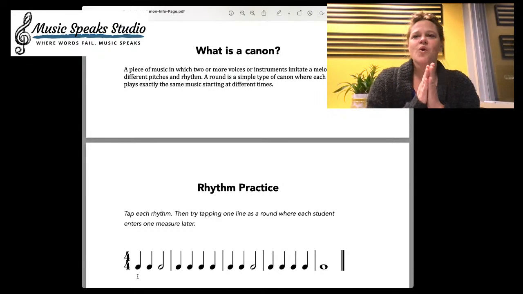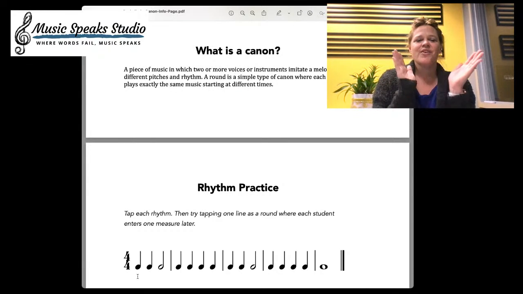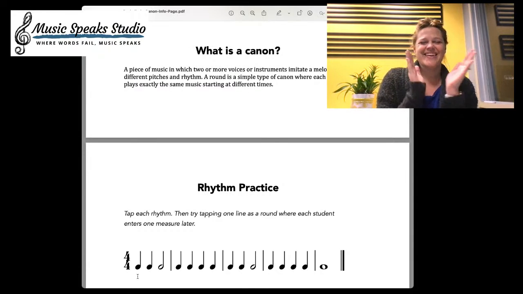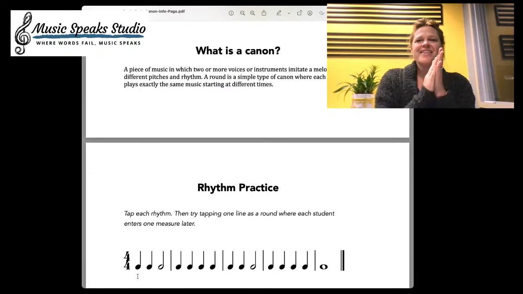The first one goes 1, 2, 3, 4. 1, 2, 3, 4.